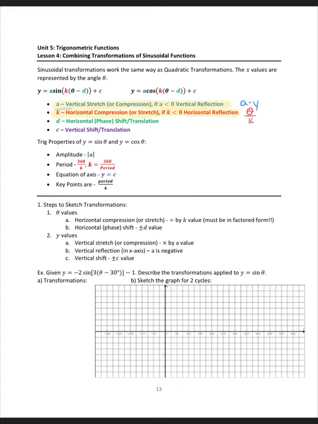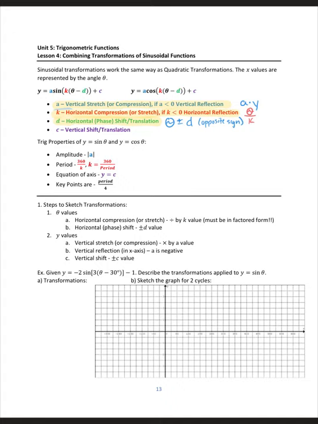All right, another one we learned was our horizontal shift, or phase shift, or translation. That means if it's horizontal, we're moving it left to right, and so it's going to affect, again, our thetas or our x values. So for this, it's theta plus or minus whatever d is, because that's going to move it to the left or to the right. And remember that for a horizontal translation, it's going to be the opposite sign. So if we have minus a number, we're going to move it to the right, and if we have plus a number, we're going to move it to the left.